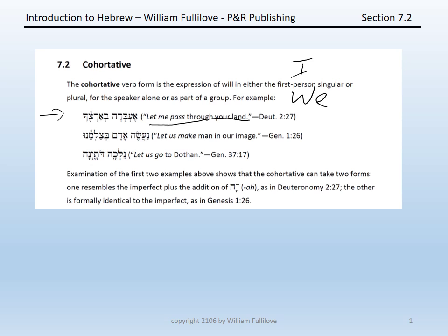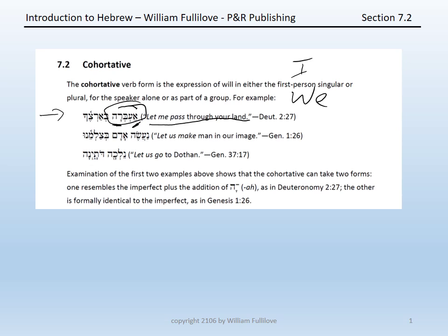The form in parsing here of the verb is a qal cohortative, first common singular, from the root you see, ayin beit resh. The aleph is a prefix, much like the imperfect, and the a on the end is a suffix.